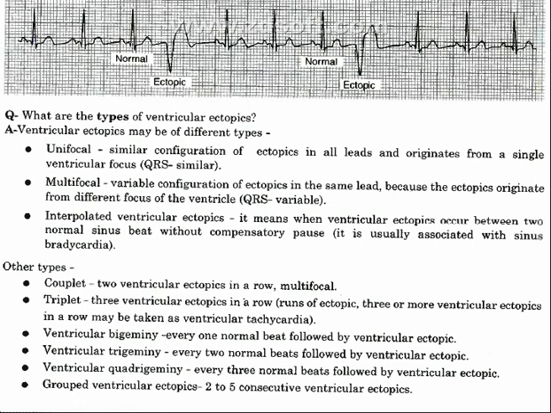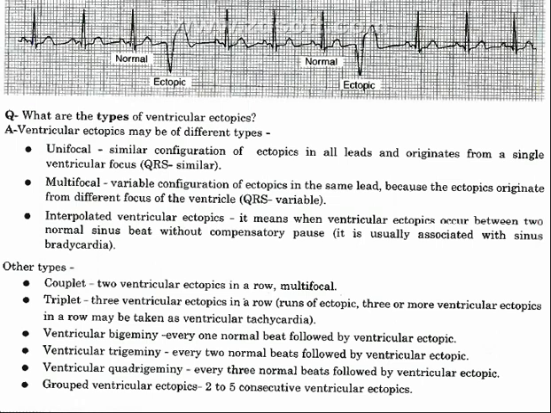Now the other types of ventricular ectopics. Couplet: two ventricular ectopics in a row, that is multifocal. Triplet: three ventricular ectopics in a row. Runs of ectopics: three or more ventricular ectopics in a row may be taken as ventricular tachycardia.